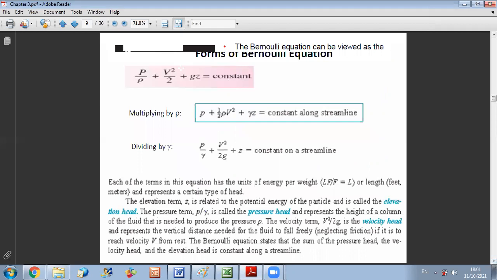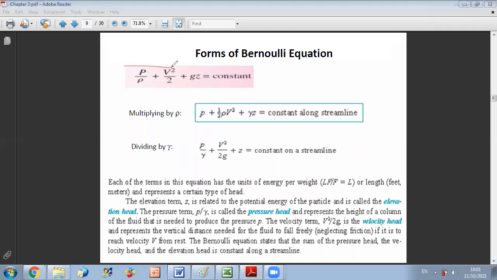Now, the different forms of the Bernoulli equation. This is the first one. You should pay attention that all your terms have the same dimension. So if you use P over rho, you should have V square over 2 and you should have Gz. And all of these terms then will have as unit meter square per second square.